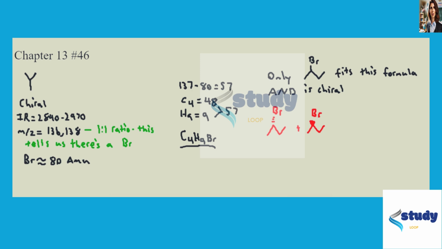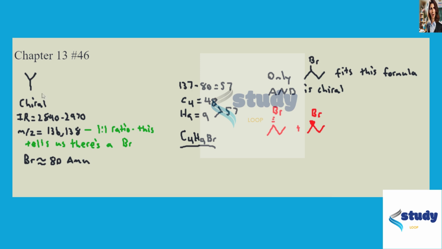This is the answer to chapter 13, problem number 46. We are asked to identify a molecule Y, given several pieces of information about it. The first thing I did in solving this problem was write down everything we're given about Y so that we know exactly what we're working with.